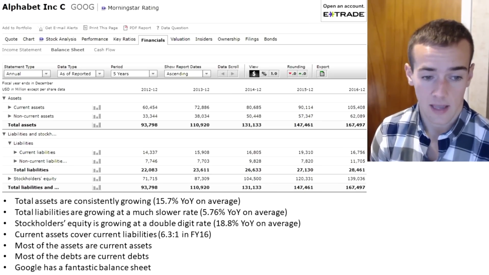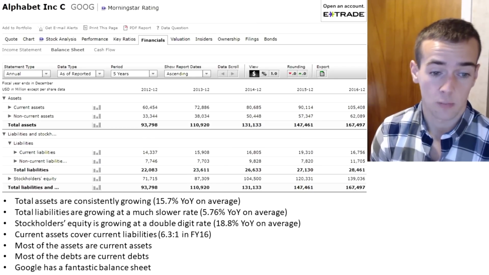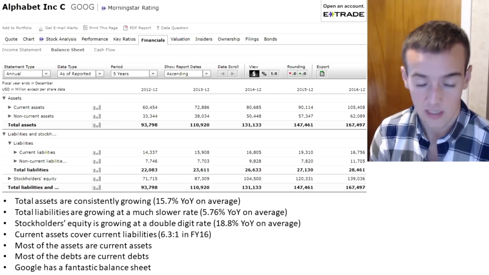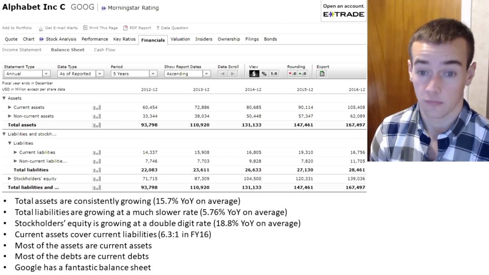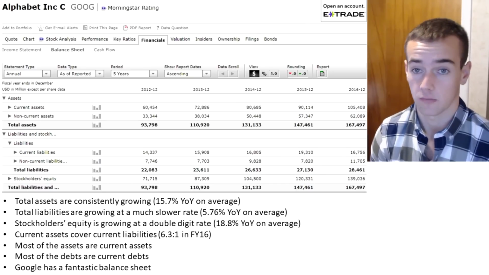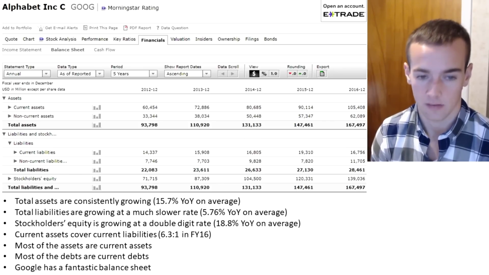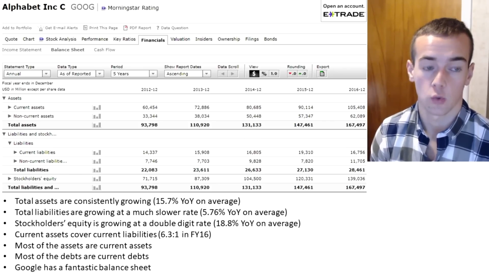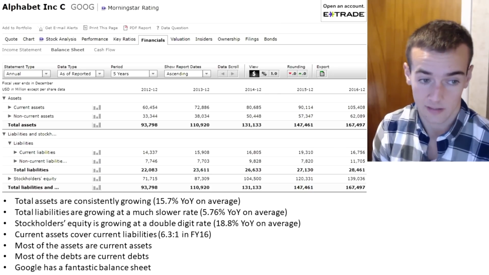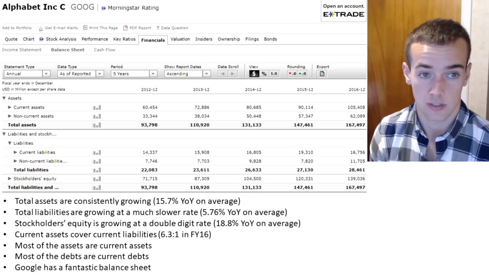When we look at their assets, we see most of their assets are current assets, which is good. And most of their debts are current debts as well, so they're not holding a lot of long-term debt. So this is an example of a fantastic balance sheet. This is one of the main reasons why I'm heavily invested long-term in Google: they just have a fantastic balance sheet. So this is what you are looking for, and this is an example of what it would be like to go through and analyze the assets and liabilities of a company balance sheet.